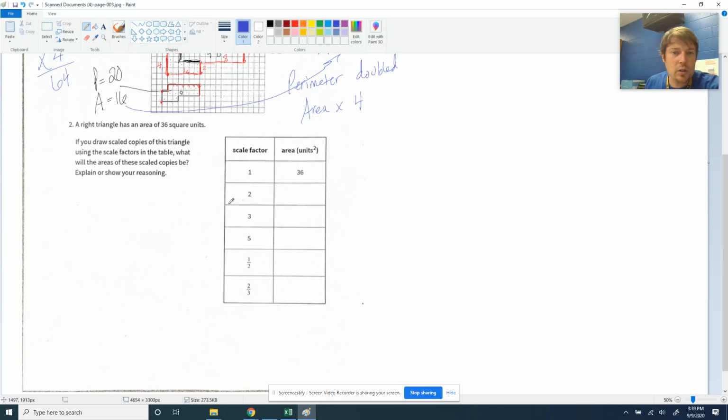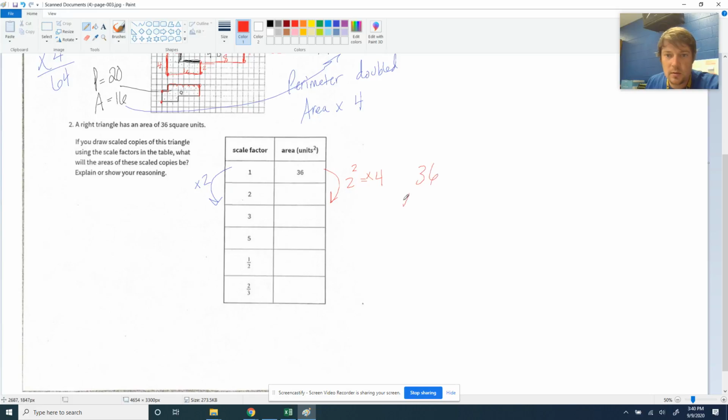The area actually multiplies by that scale factor squared, okay? So that scale factor squared is what you multiply by to get here. So if the scale factor is 1, and that gives you 36 square units, then whenever we go from 1 to 2, you would think, hey, it's going to get twice as big. But no, area takes that scale factor, which was 2, and squares it. And 2 squared would equal 4. So, like we saw in the previous problem, it's going to get 4 times bigger. Okay, so we have to do 36 times 4 to get that answer.